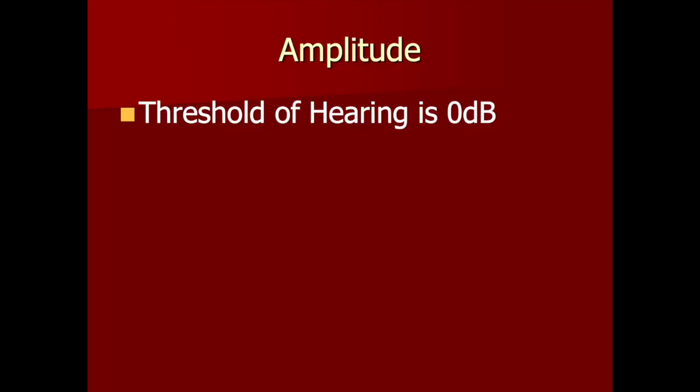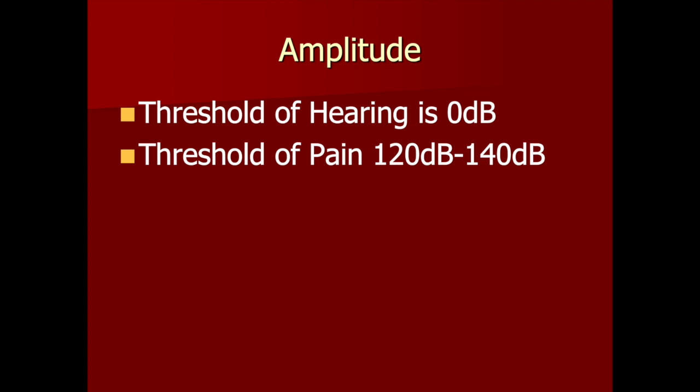When we're thinking about amplitude, the threshold of hearing is 0 dB. So from no sound to I can hear something, that is where we start. The ratio is 0 dB, threshold. And then when we get to where it starts to hurt, we call that the threshold of pain. Happens at 120 to 140 dB range. 2 terms you'll want to know.